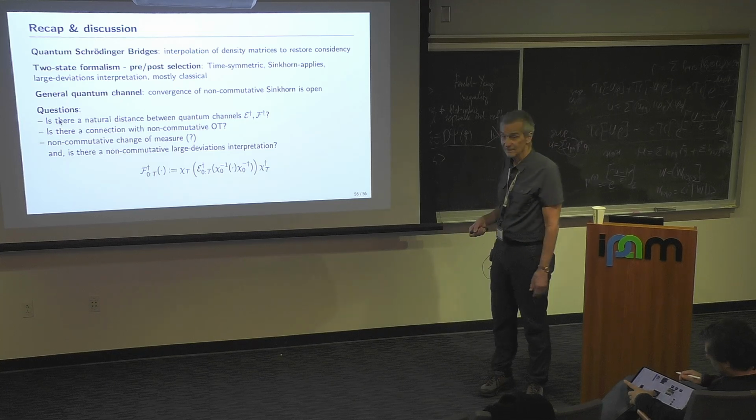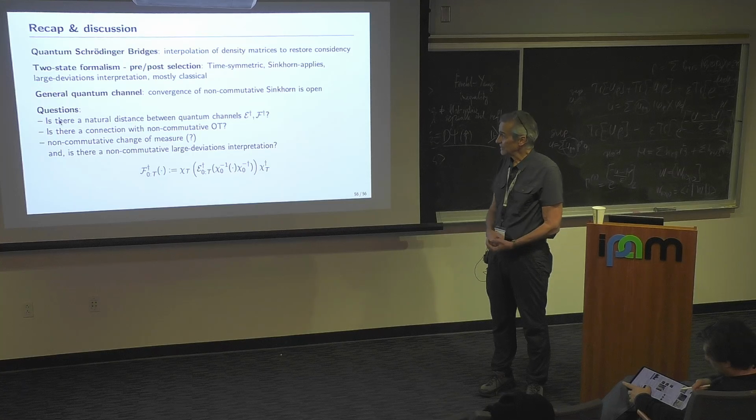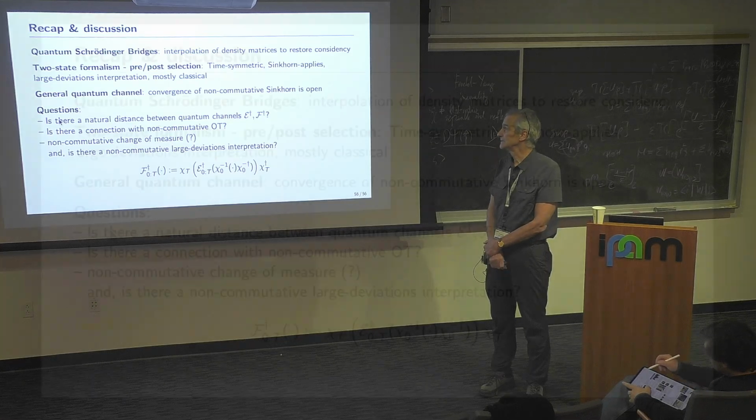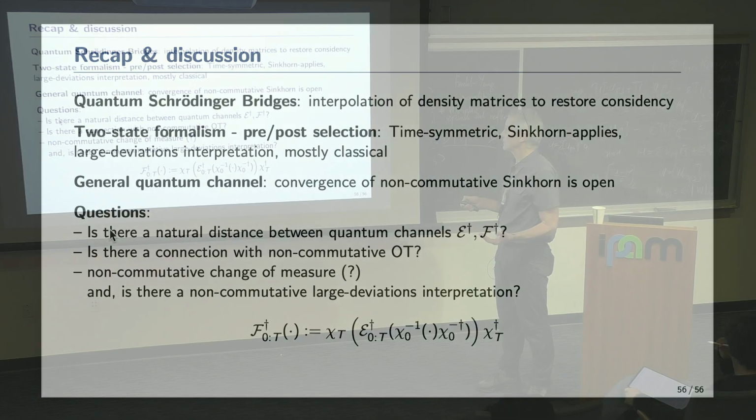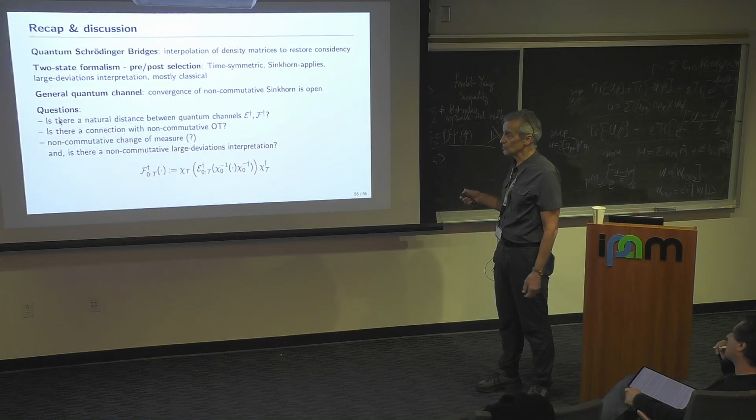And with that, I'm getting close to the end. So a little recap in terms of bullets. Quantum Schrödinger bridges, very much like in the classical setting, the idea is to interpolate arbitrary marginals. Restore consistency with data. The two-state formalism with pre- and post-selection. Time symmetry can be restored. Sinkhorn applies. It's mostly classical.